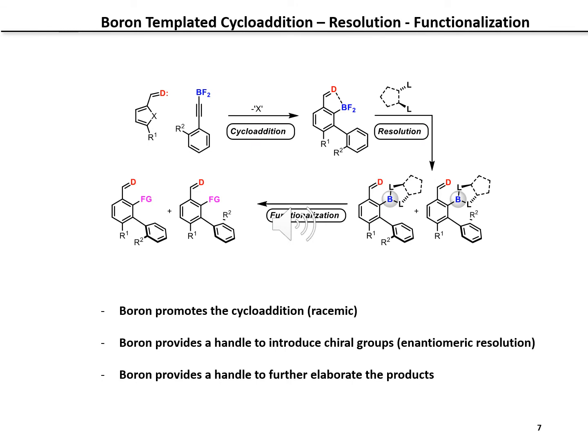Here is a scheme of the different steps that can be included in this project. And we can see that in all of them, the boron plays a major role. For the cycloaddition, as well as in the chiral compound, for the resolution, as a handle to introduce a chiral tether and obtain two different diastereoisomers, or even the boron can afterwards provide a handle to further elaborate different products.